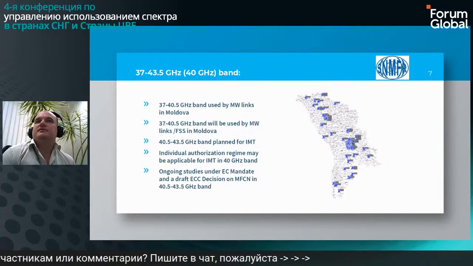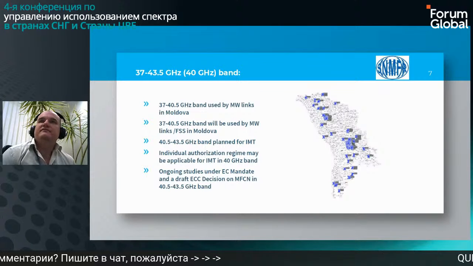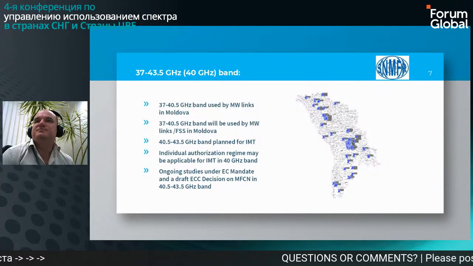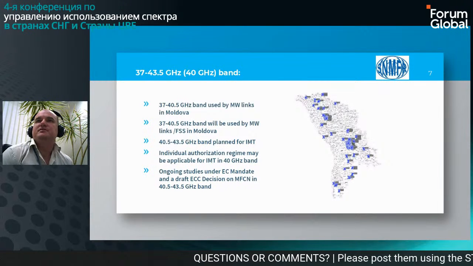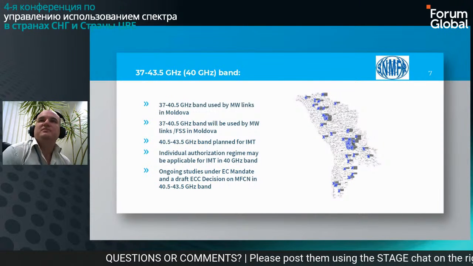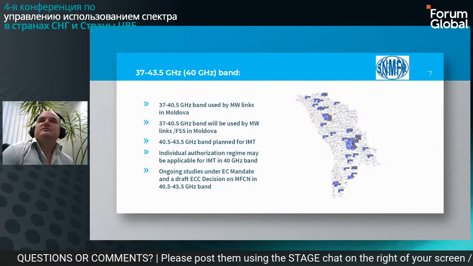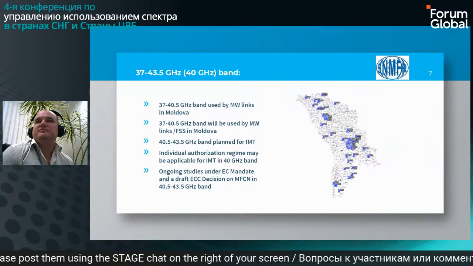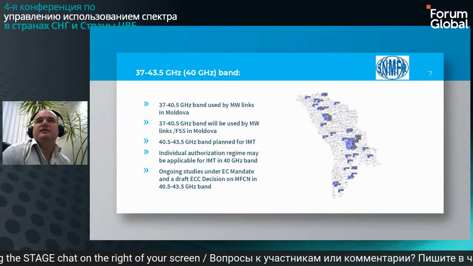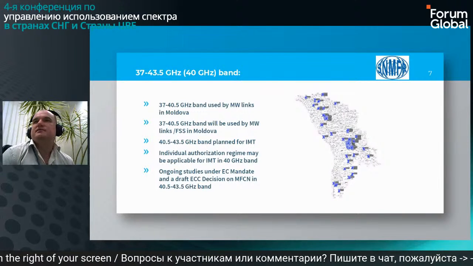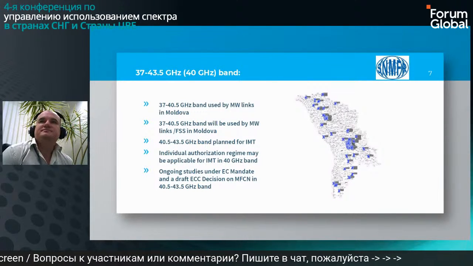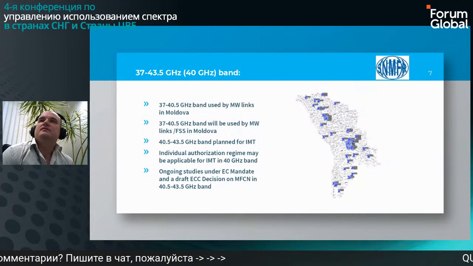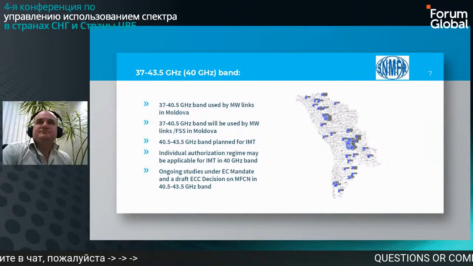So only the upper part of the band, 40.5 to 43.5 gigahertz, is suitable for IMT deployment. Also in this band, the individual authorization regime may be applicable for IMT, and this band is under ongoing studies related to technical parameters. Next slide, please.